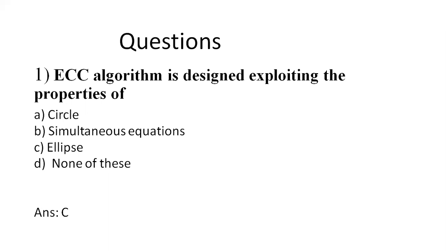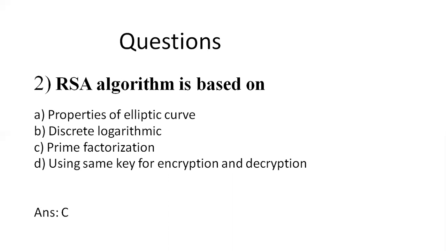Some simple multiple choice questions on today's topic. The ECC algorithm is designed exploiting the property of: circle, simultaneous equation, ellipse, none of these. The correct answer is C. The RSA algorithm is based on properties of: elliptic curve, discrete logarithm, prime factorization, using the same key for encryption and decryption. The answer is prime factorization, because the first property is used in ECC, the last property is used in the case of symmetric algorithms, and the ElGamal algorithm utilizes the features of the discrete logarithm that I discussed in my last class.